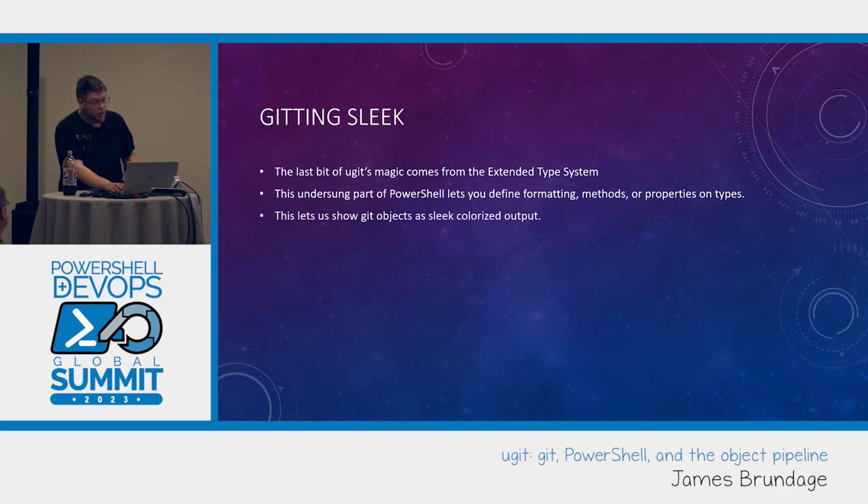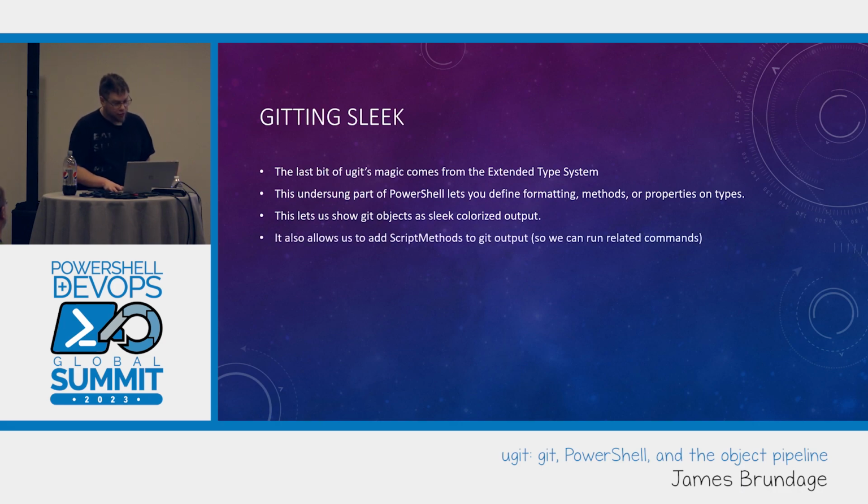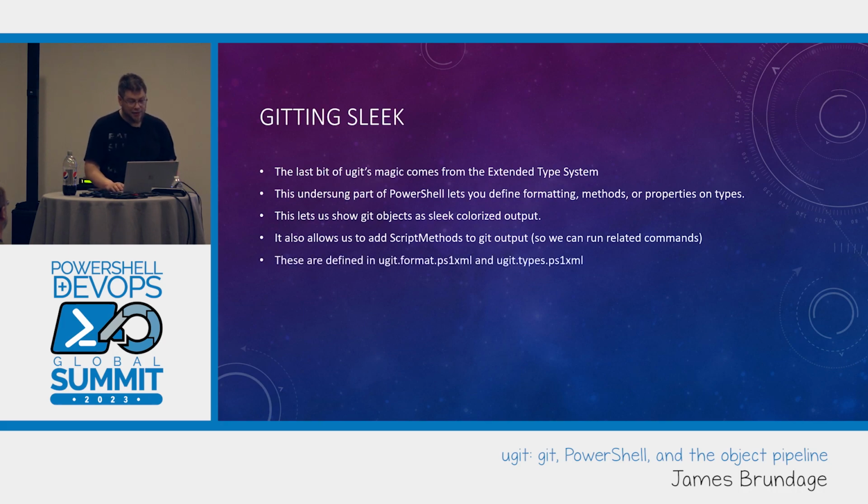This lets us show Git objects as sleek, colorized output. It also allows us to add script methods to Git output, so we can run related commands. And these are defined in ugit.format.ps1xml and ugit.types.ps1xml. And you might be a little bit scared.